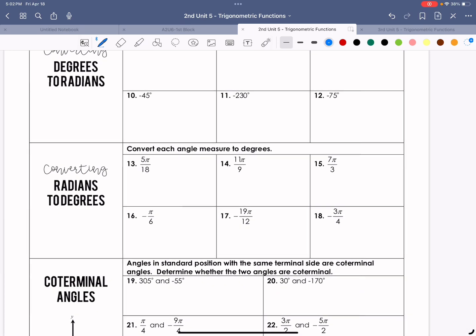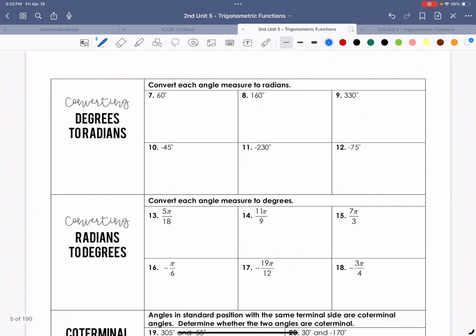Okay, so to convert degrees to radians, we're going to radians, so we're going to multiply by pi over 180 every single time. So to go from 60 degrees, we're going to have 60 times pi over 180. Now we do have to reduce. When you reduce 60 and 180, 60 will go into 180 3 times. So our final simplified answer would be pi over 3.